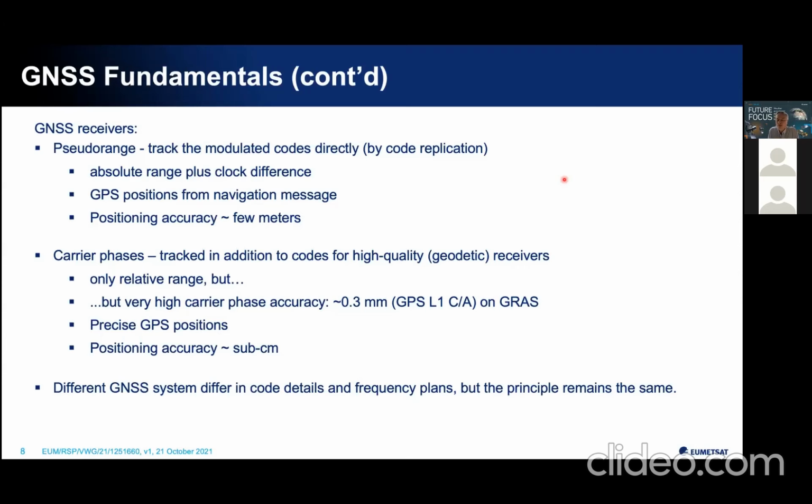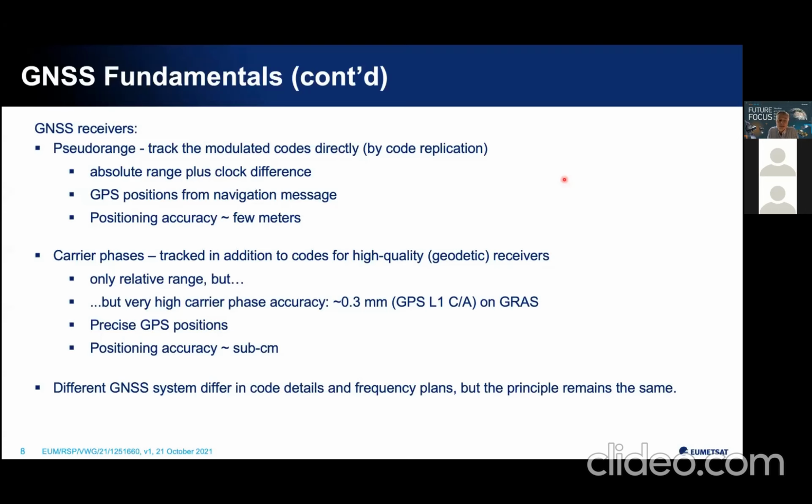But once you have track of the carrier phase and you don't lose it, you know very, very precisely how the range, the distance, has developed over time. For example, when we are looking at the GRAS instrument, we know that the carrier phase noise on the GPS L1 frequency is about 1/3 of a millimeter. So it's a very, very precise measurement of the carrier phase. If you then use precise GPS positions and these carrier phase measurements, and you do really well, then people have achieved positioning accuracies in the order of a few centimeters or even below a centimeter.